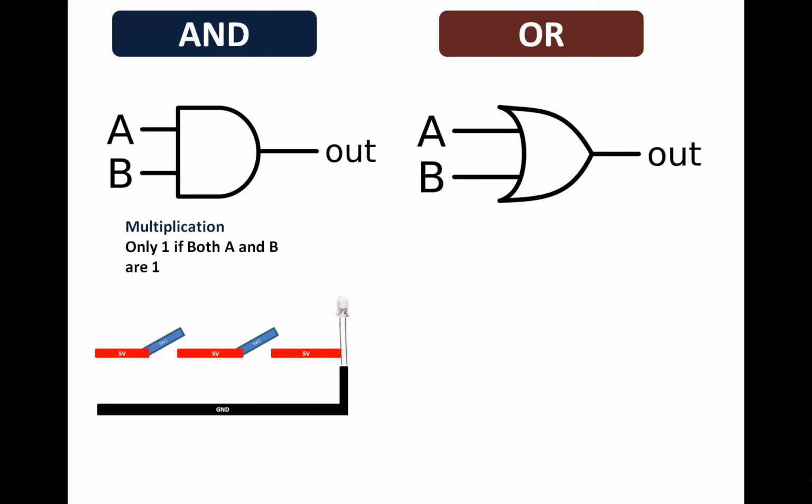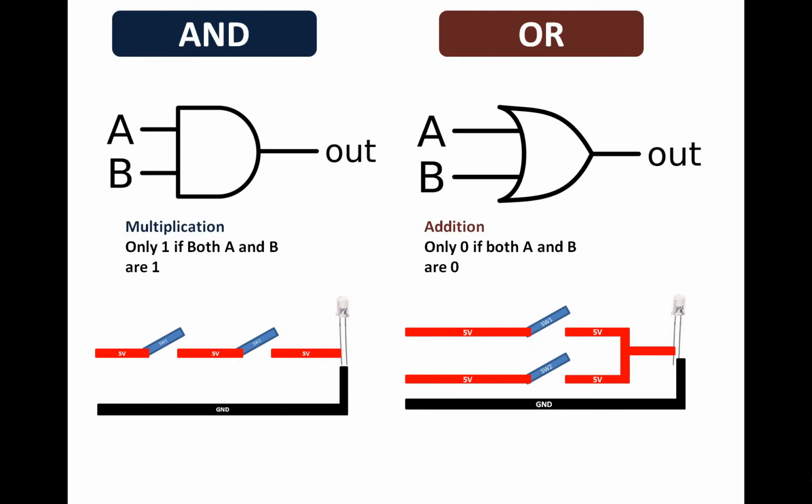Now in case of OR gate, this is our OR gate. It has two inputs, A and B, and one output. But in this case, it is a binary addition and output is only 0 if both A and B are 0. It is a parallel circuit like this. Switches are in parallel. If one of these switches is on, the LED will turn on. If both are on, the LED will still turn on. The LED is only off if both are off.